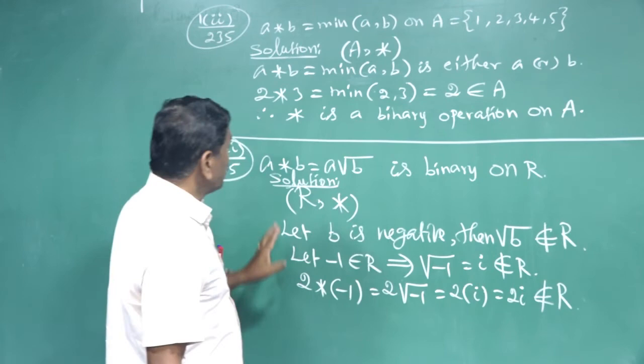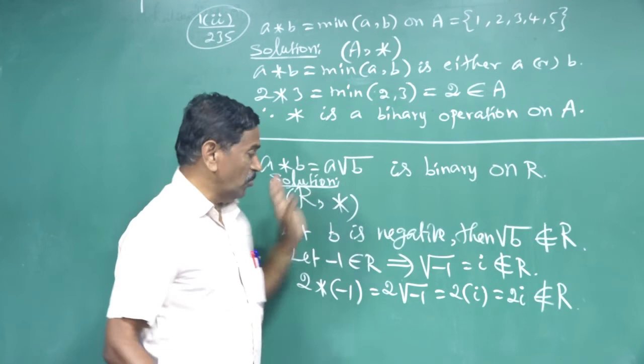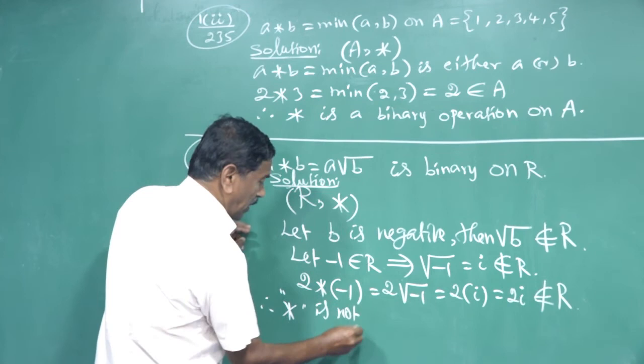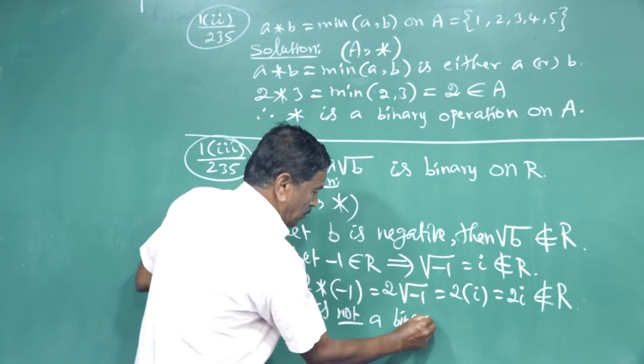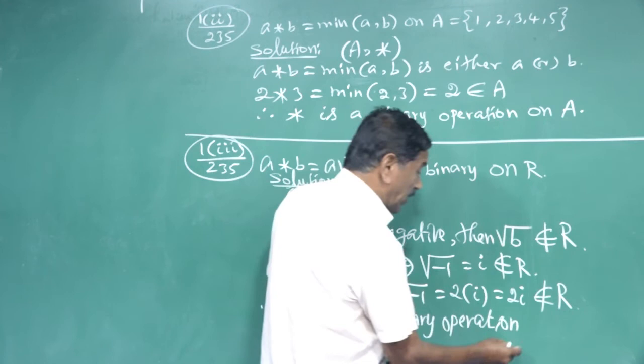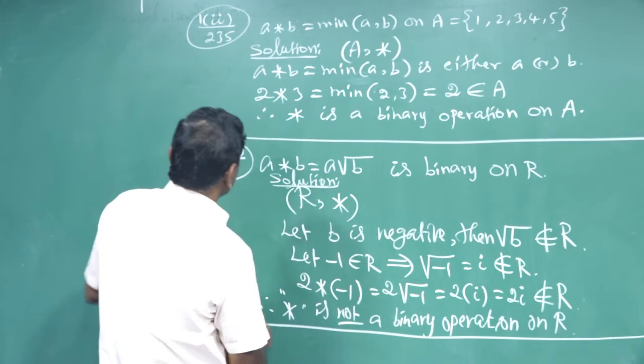Therefore, star is not a binary operation on R. Star is not a binary operation on the set R. So that is the answer for the third subdivision in the first topic.